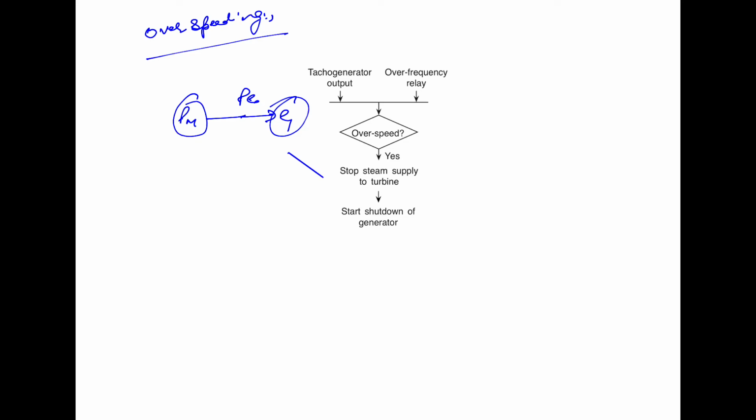Now let us suppose we have neglected the losses and the machine runs at a constant speed, the synchronous speed, that is NS. Now consider that due to some fault the generator is tripped and disconnected from the grid. Previously, PM was equal to PE.